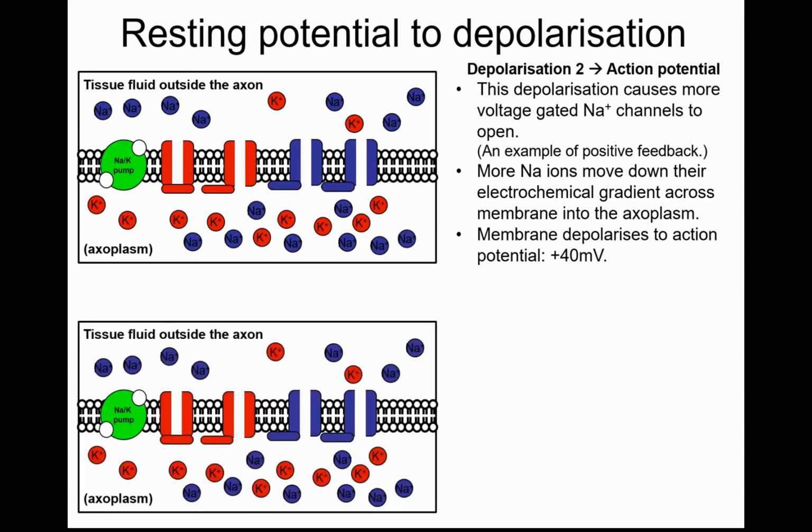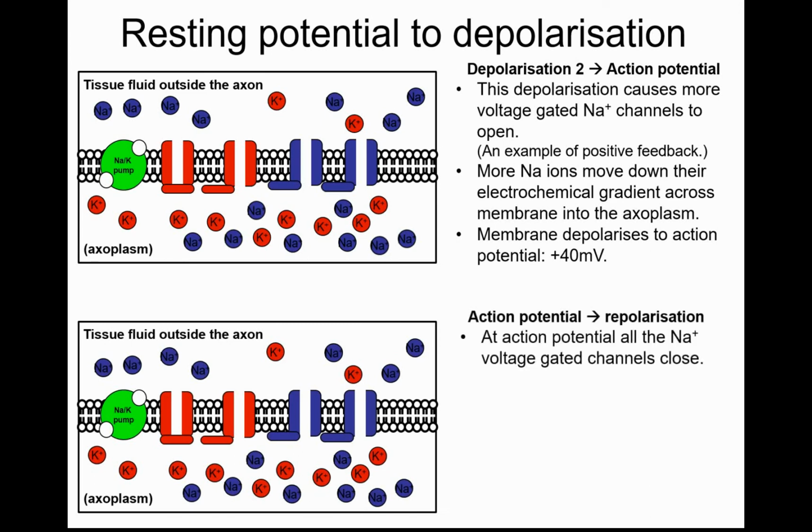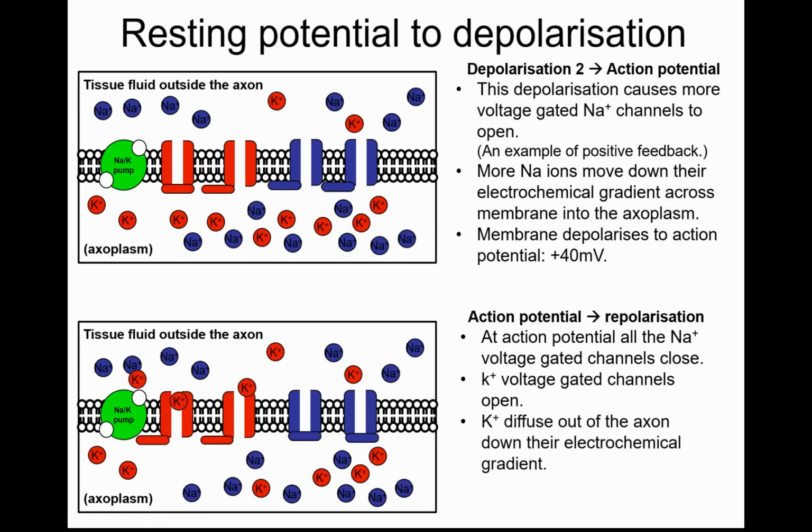However, once we reach that action potential, that voltage of plus 40 millivolts causes the sodium voltage gated channels to snap shut, so no more sodium can move in, and causes potassium voltage gated channels to open, and potassium ions will start to diffuse out down their electrochemical gradient. You can see here we had positive ions moving in, which made the inside more positive, and then we got positive ions moving out, which means that positive charge on the inside gets lost. So the membrane starts to repolarize and go back towards being negative again.